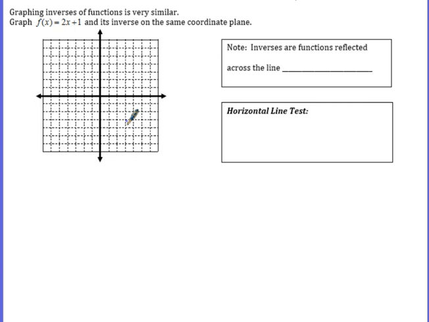Now, graphing inverses of functions, very, very similar process. So let's graph the original in orange. This line f of x equals 2x plus 1. We know how to do this, right? We find the y-intercept. This plus 1 is our y-intercept.